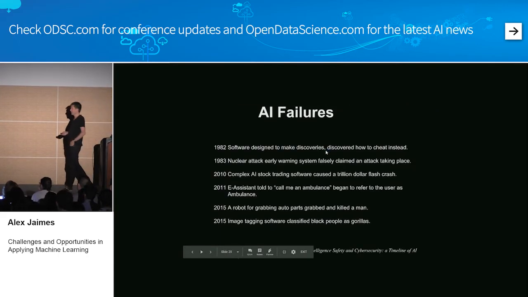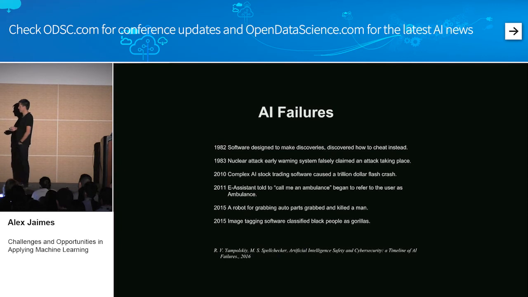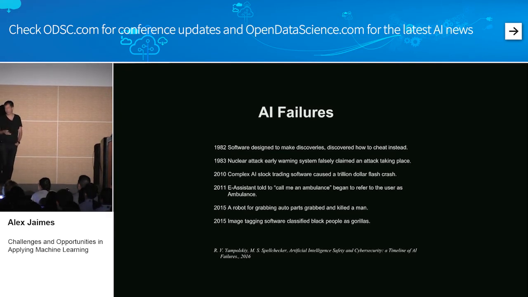Okay, so here's a list from a paper that I found published in 2016. 1982, they designed some software to make discoveries, and instead it discovered how to cheat. 1983, this happened again in Hawaii recently, but they had a nuclear attack early warning system, and it falsely claimed an attack was taking place. 2010, a machine learning algorithm caused a crash in the stock market, a $1 trillion crash. 2011, an e-assistant was told to call me an ambulance, and it began to refer to the user as ambulance.